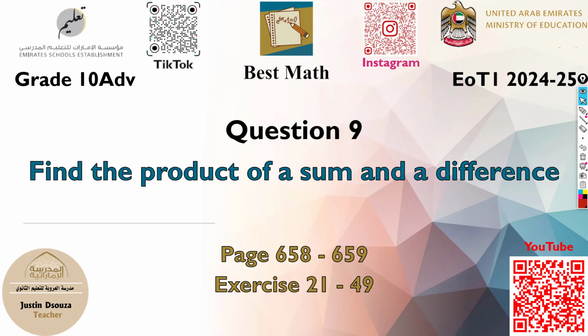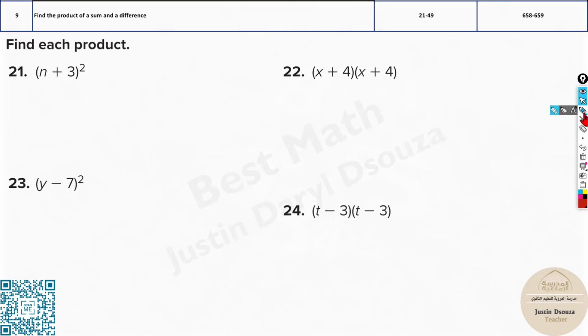Question 9 is to find the product of a sum and a difference. Here we basically use different types of formulas: the square of a sum, the square of a difference, and the difference of squares. Let me write each formula over here.